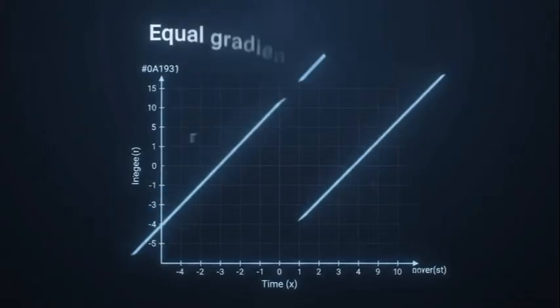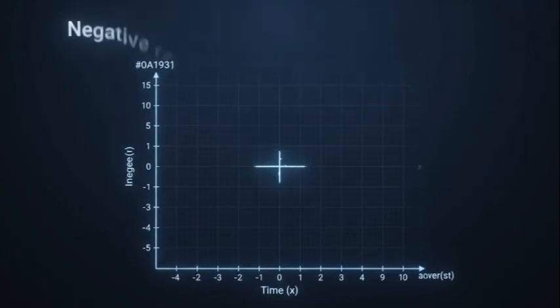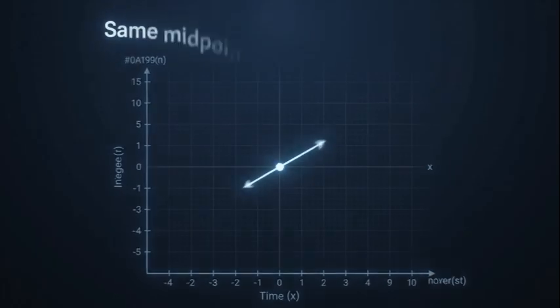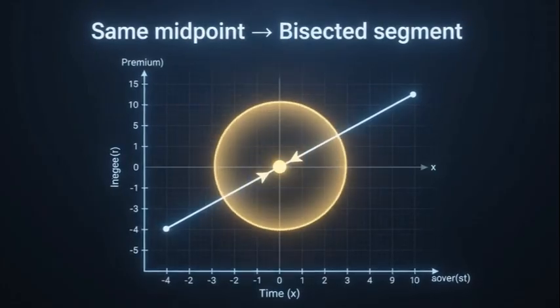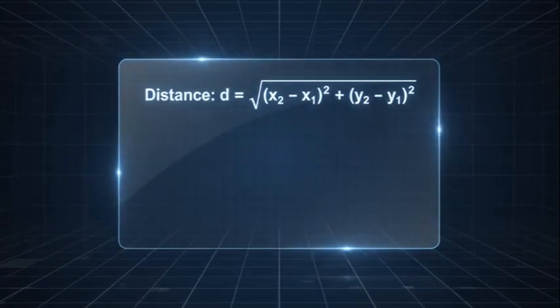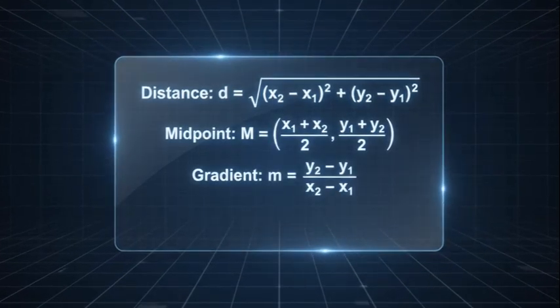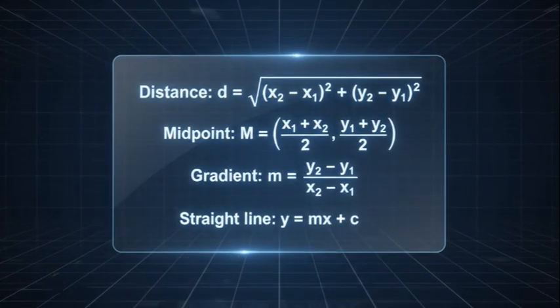Coordinate geometry allows us to prove geometric relationships algebraically. We can identify parallel lines, perpendicular lines, equal lengths, and midpoint relationships using coordinates. The essential formulas are the distance formula, the midpoint formula, the gradient formula, and the equation of a straight line.